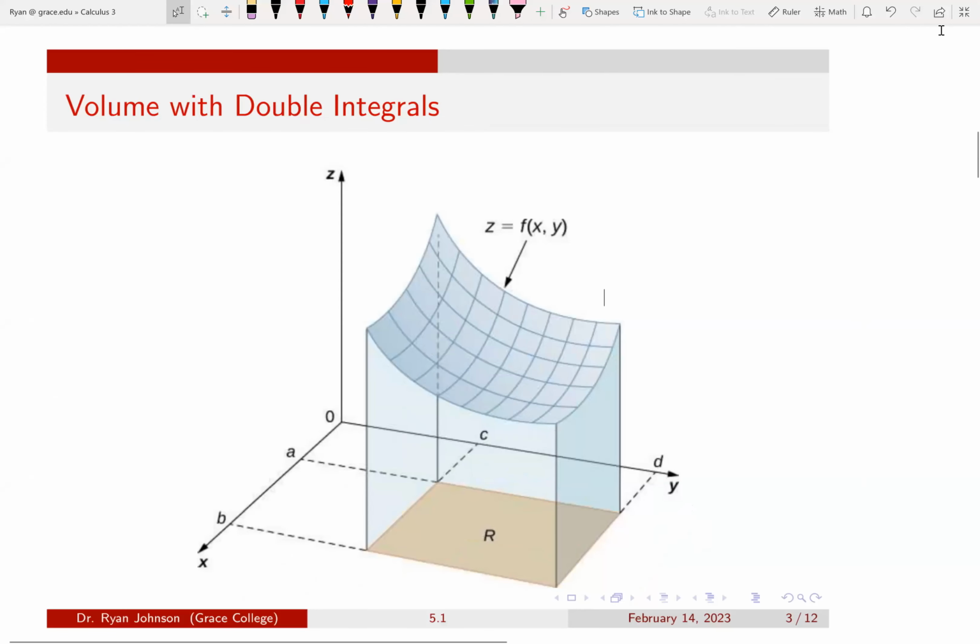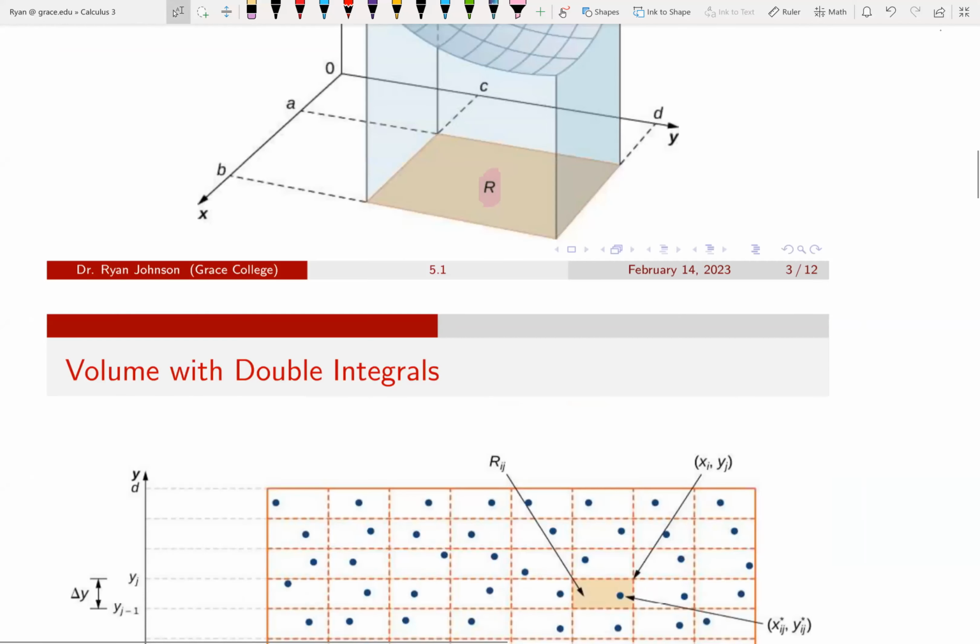If you look at the region R right here, it is a rectangle, and that keeps things simple. We will deal with the case when it's not a rectangle next time. So today we're just doing nice little rectangles.